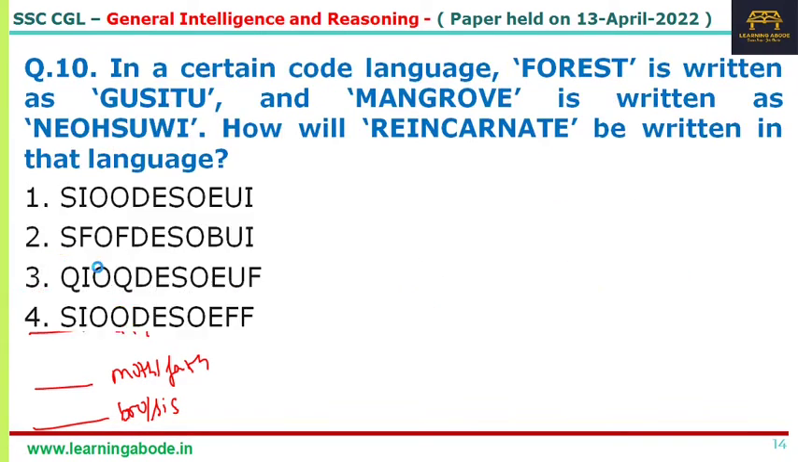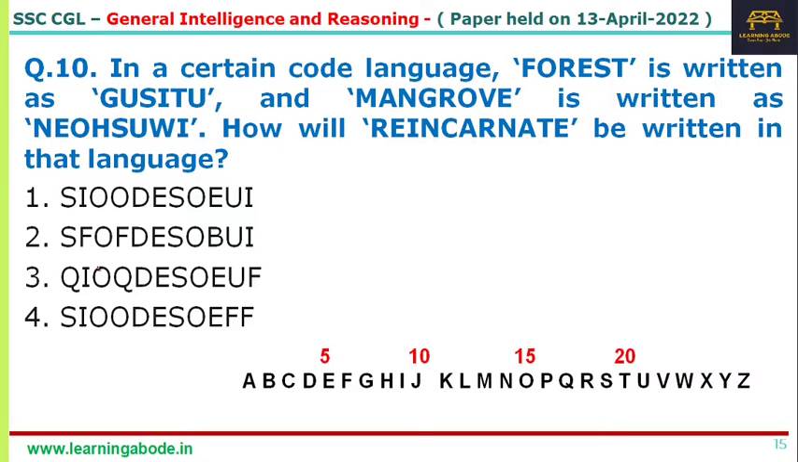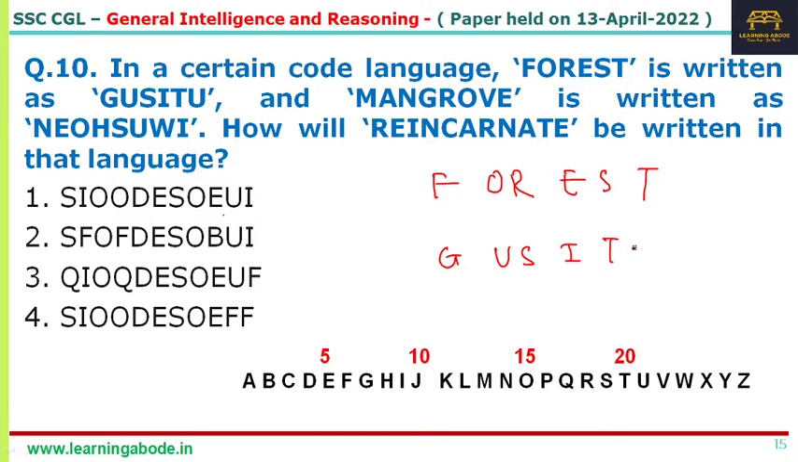Now question number 10, it's a coding decoding question. If forest is coded as something, and mangrove is coded as another code, how will reincarnate be coded? Let's just try to decode this first. Forest is coded as G U S I T U.